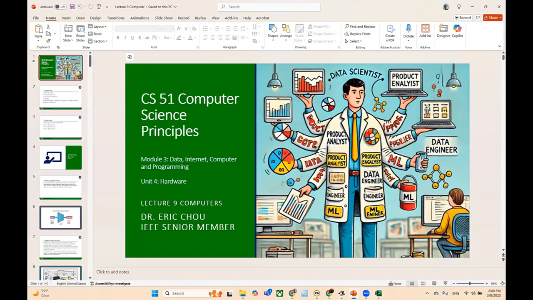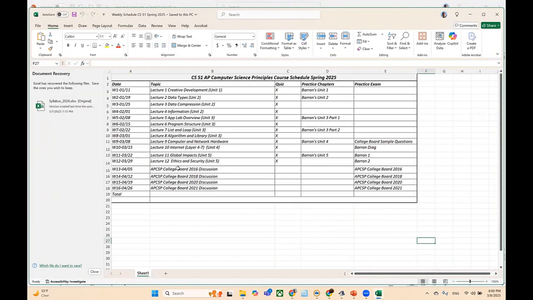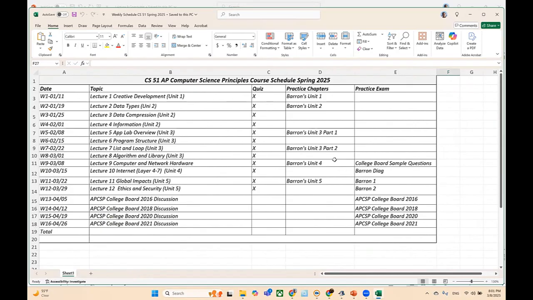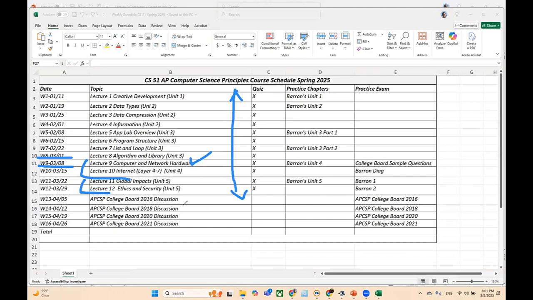So first, let's review the schedule that we have so far. This review session so far we are handling quite well. So today we will be continuing to week 9, the computer and network hardware. So this is unit 4. And then we have unit 5. Then we are going to finish all the lectures. After we finish the lectures, there will be weekly 4 sets of practice, and we will just review the problems. During these 4 weeks, it actually is 1 month.